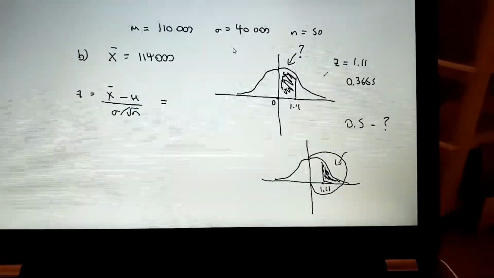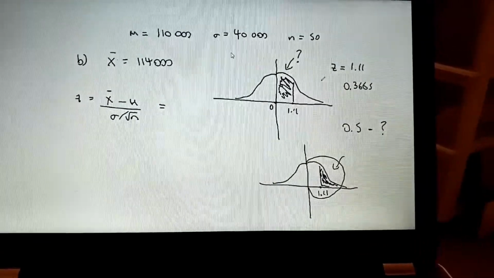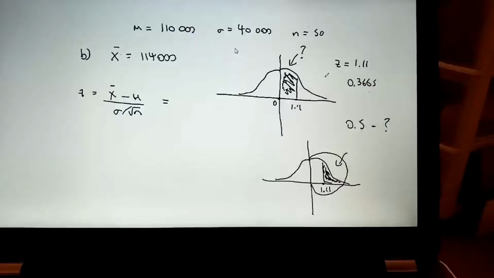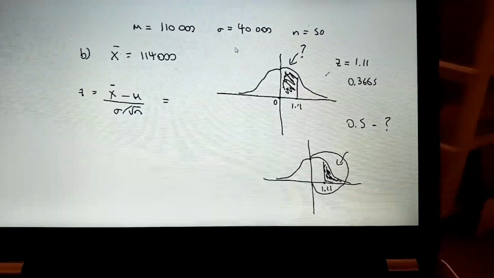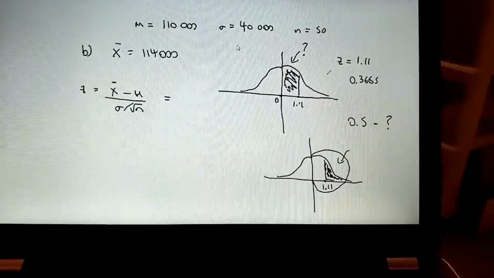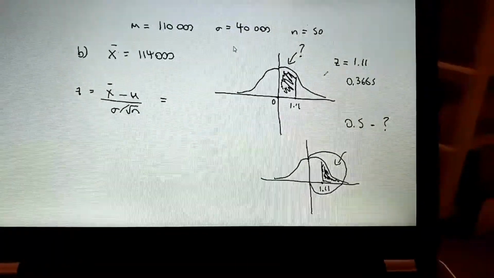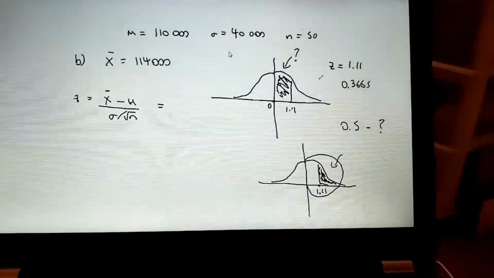So that is how you would figure out the area to the right of 1.11. You basically take the entire chunk of area, you subtract the area that you don't want, which is the one that you can look up, and it gives you the remaining area that you do want. You can kind of picture it.